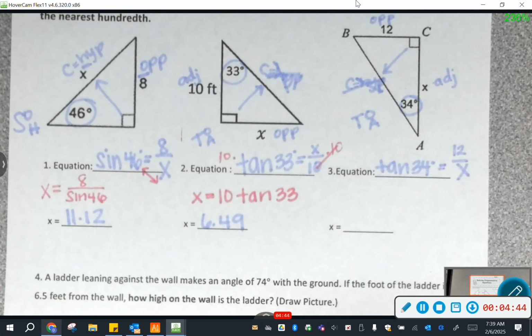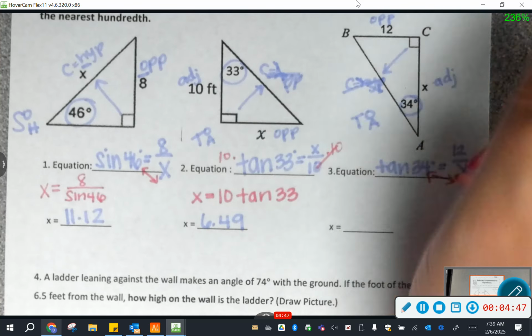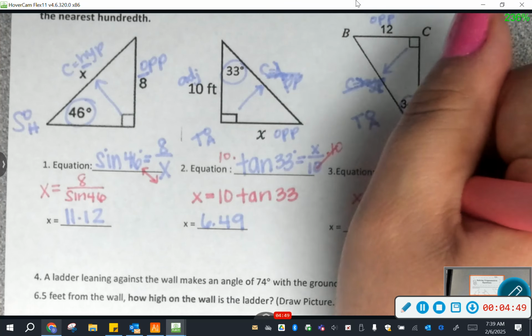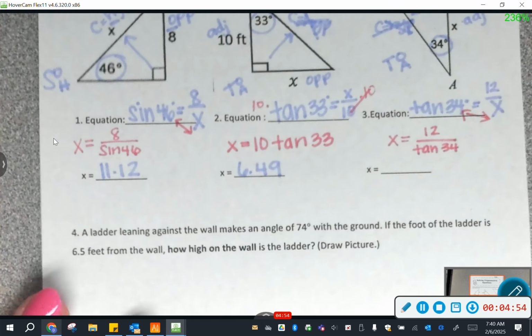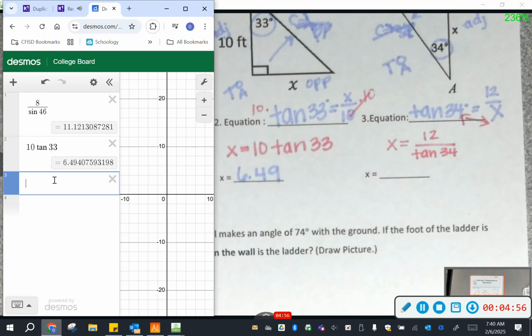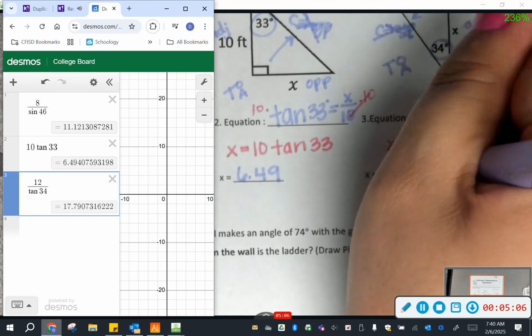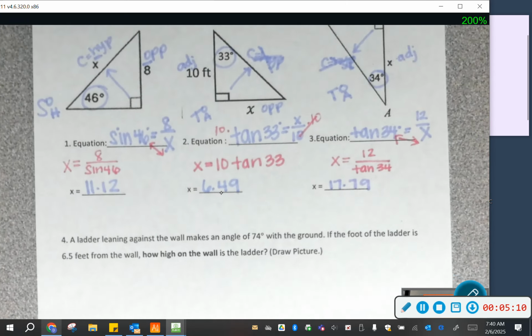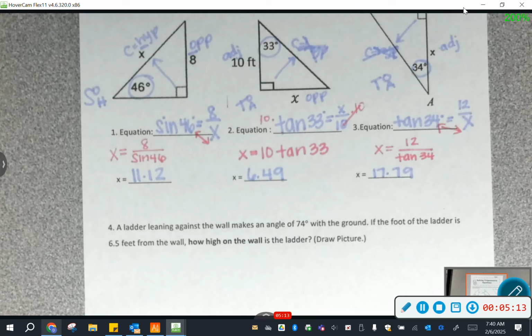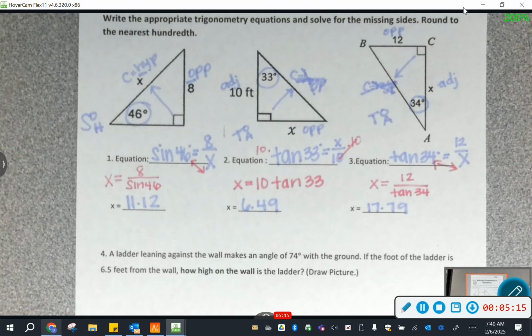Again, when x is on bottom, what do we do? Switch and divide them. 12 stays on top, and divide it by tangent of 34. And we get 17.79. Do I have any questions about setting them up or solving? We're okay?